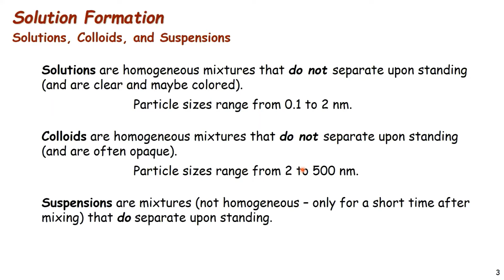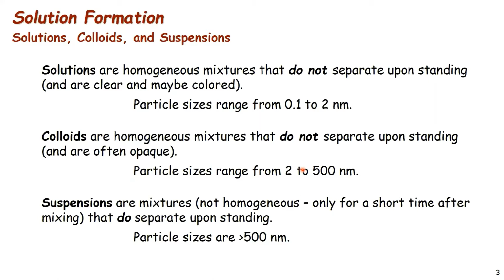And then we have what are called suspensions. Suspensions have really big particles. They're greater than 500 nanometers. Now, their mass is so great that the gravitational forces are greater than the thermal motion forces within the solution. And these particles begin to fall out of solution, or they form a solid at the bottom of your liquid, right? So they separate out. So these are not homogeneous. An example of this would be paint.